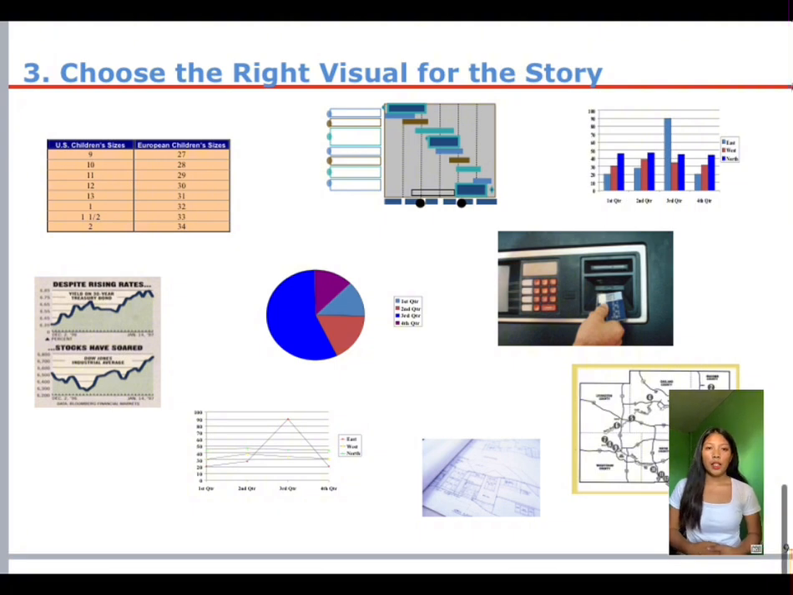Each visual serves a different purpose, and the choice of which to use depends on the type of data and the story you want to tell. If you're showing trends, line charts might be ideal, but if you want to show exact values or proportions, tables or pie charts are more appropriate.